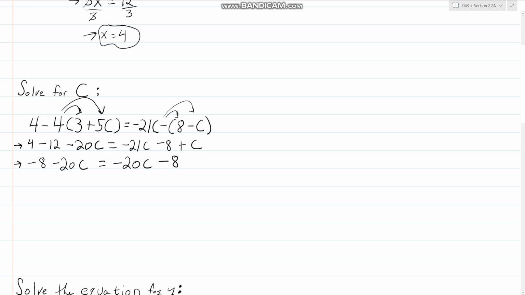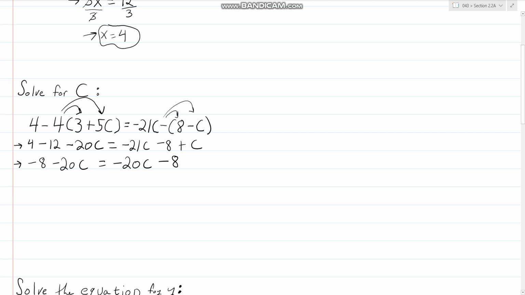I've noticed something strange has happened. The equation is now equal to itself. It's the same thing on both sides. But we can keep going and see what happens, but I'm noticing that right now.